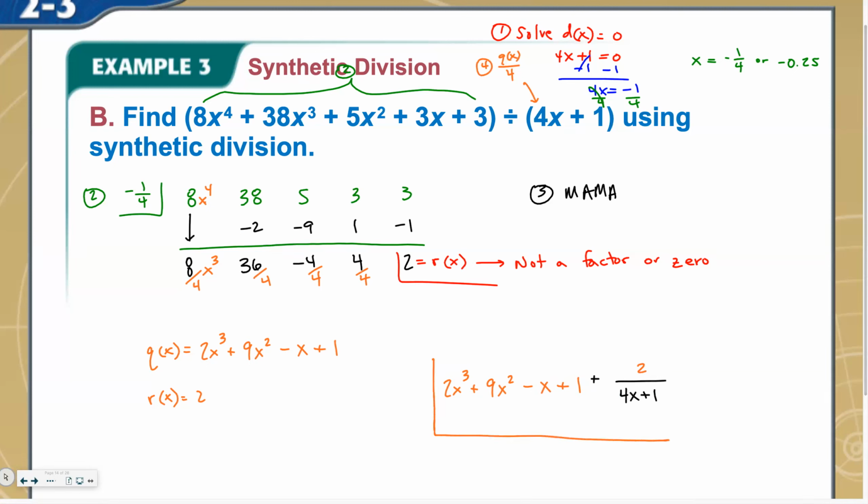With that, I'm going to let you try your third DOL. DOL number 3.